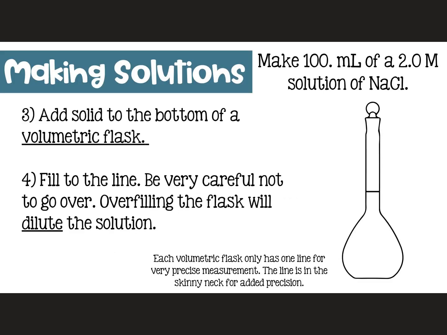Step 3 is to add the solid to the bottom of a volumetric flask. Then you will do step 4, fill it to the line. Be very careful not to go over. Overfilling the flask will dilute the solution. An interesting piece of information about volumetric flasks is that each one only has one line for extremely precise measurements. This line is in the skinny neck to make the precision even higher.